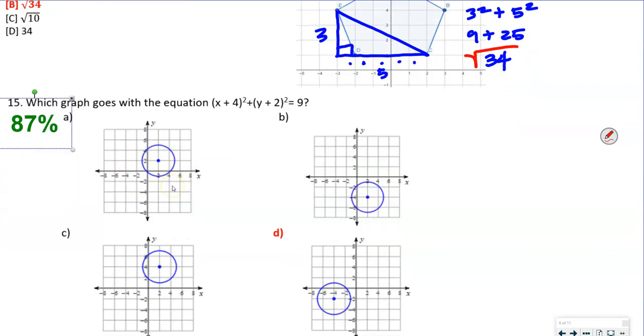Which graph goes with the equation x plus 4 and y plus 2? So that means my center would be opposite of this. So this would be -4 comma -2. And we would take the square root of that for the radius, right? So the radius would be equal to 3, which it looks like all the radiuses are 3. But what we're looking for is -4, -2, and that's why our answer is D right here, okay? Because the center of the circle is at -2, -4.